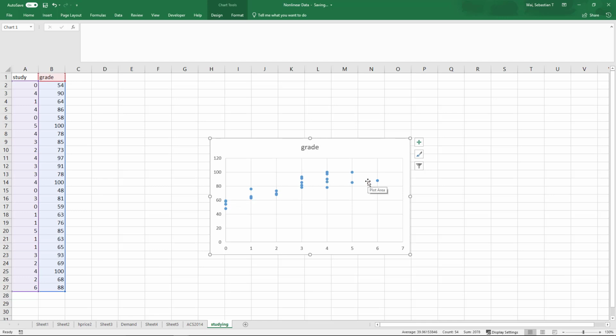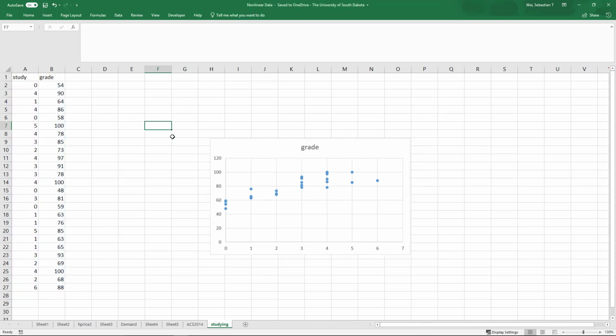And if we think about studying and grades, the more you study, the higher the grade tends to be, but there are diminishing marginal returns. Eventually, you know most of the material, and a little bit more studying is not going to be as valuable to somebody who's already studied for 5 hours as opposed to somebody who's just starting out. Let's run some regressions.